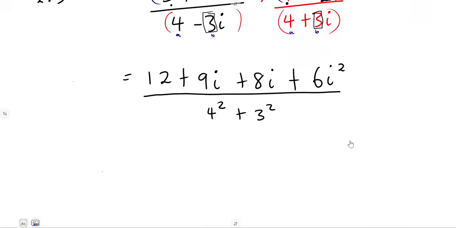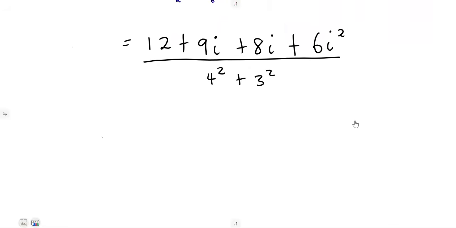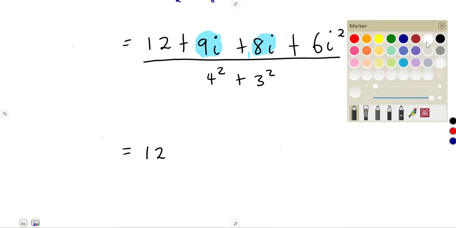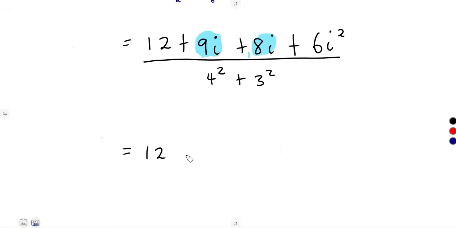Okay, so let's combine, simplify the numerator. They are like terms. So far we can see that we've got 8i and 9i there. So let us combine these two. 9 plus 8, that is going to give us 17. So you're going to have 17i here.